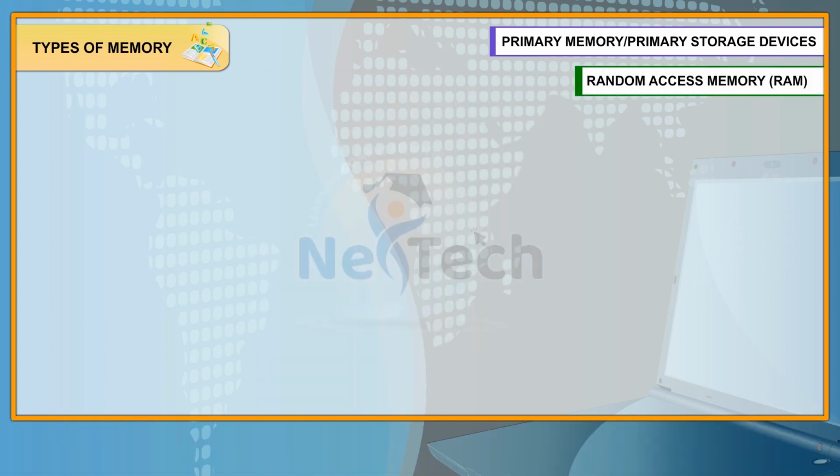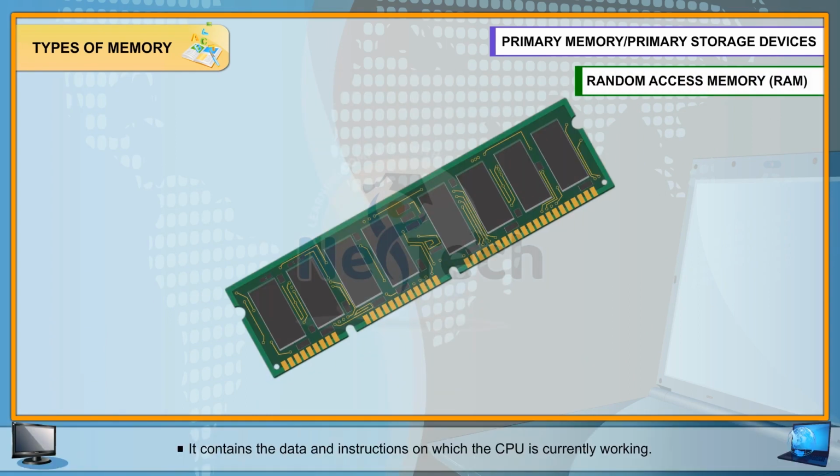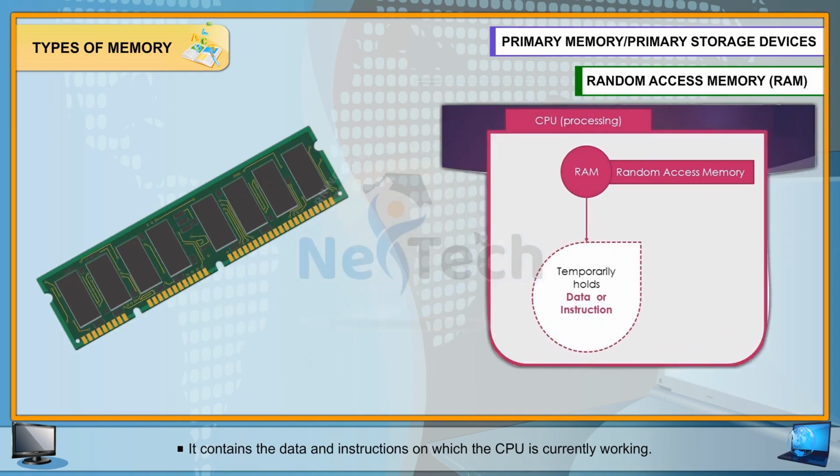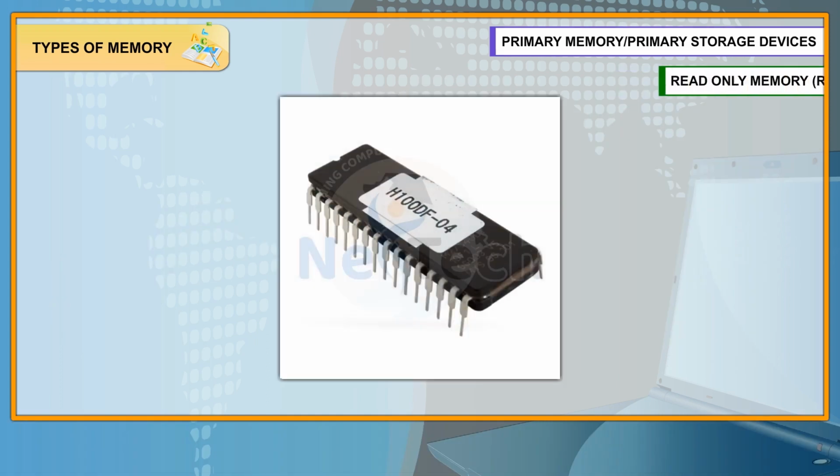Random access memory, RAM. It contains the data and instructions on which the CPU is currently working. It stores information temporarily. It is volatile in nature. It means the information stored in this memory gets lost the time a computer is turned off. The amount of RAM present in a computer system decides its smooth functioning and multitasking features.